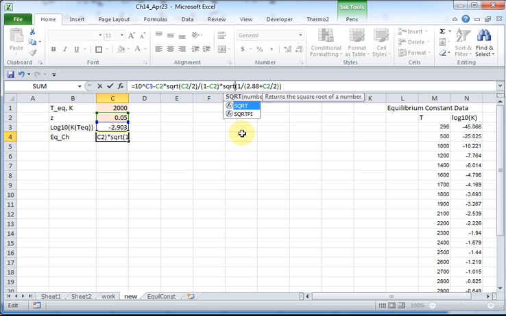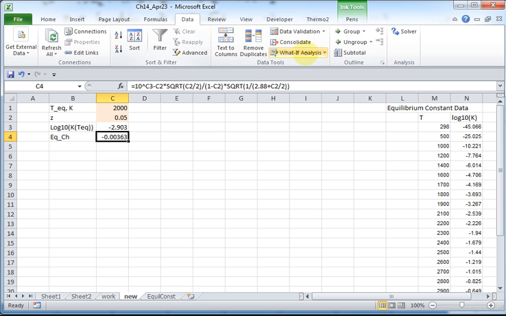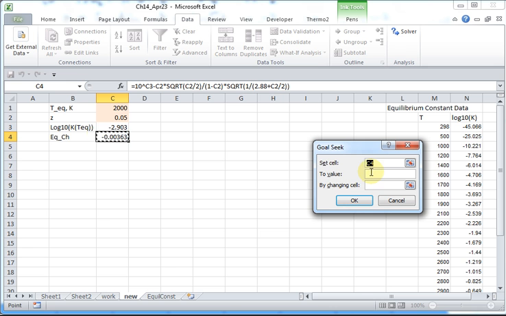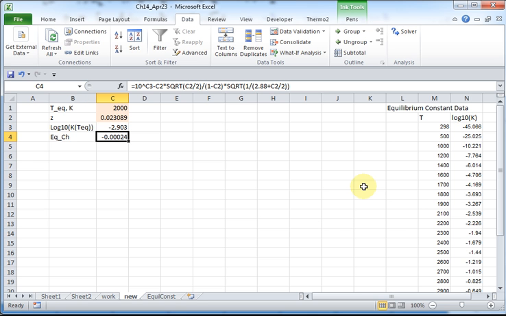That equation looks good. Now it's not equal to 0. This equilibrium equation needs to be 0. It's only a function of z. Do you see that? So what I do is I come over and I say Data, What-If, Goal Seek, and I say set cell C4 equal to 0 by changing cell C2. And there's close enough, okay?